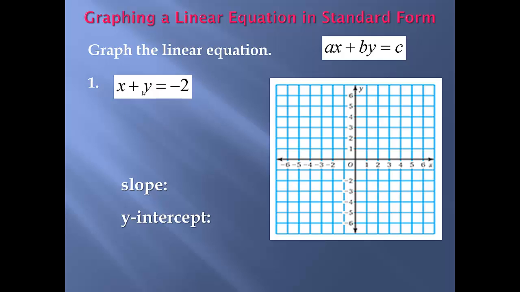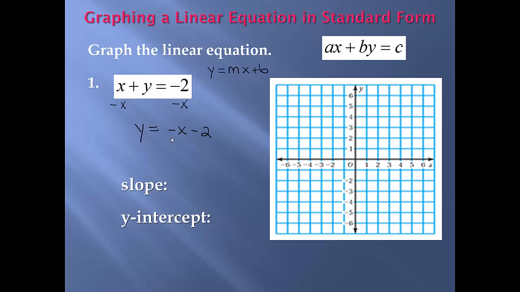We're going to take this equation and put it in slope-intercept form, which would be y equals mx plus b. Remember that the m is our slope and the b is our y-intercept. In order to solve this equation for y, we need to subtract x from both sides. So we will have that y equals -x minus 2.